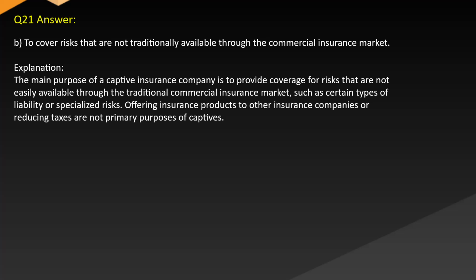Answer: B. To cover risks that are not traditionally available through the commercial insurance market. Explanation: the main purpose of a captive insurance company is to provide coverage for risks that are not easily available through the traditional commercial insurance market, such as certain types of liability or specialized risks. Offering insurance products to other insurance companies or reducing taxes are not primary purposes of captives.